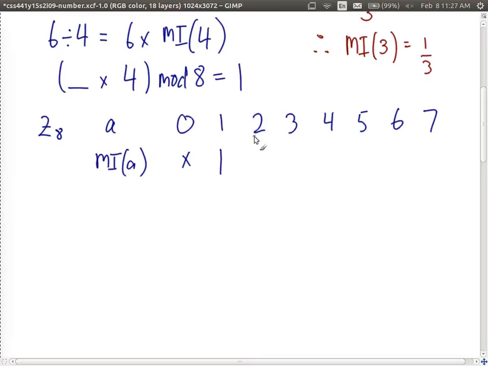2 times something equals 1. Well, we can't get an odd number when we multiply by an even number here, so no such answer. 3 we saw is itself. 4 we don't have an answer. 5 times 5, mod 8 is 1. 6 won't work when we mod 8. 7 times 7 mod 8 is also 1. In Z8, it turns out 1, 3, 5, and 7 are multiplicative inverses of themselves. But it's not always the case. Let's go back to Z10 to show another case.